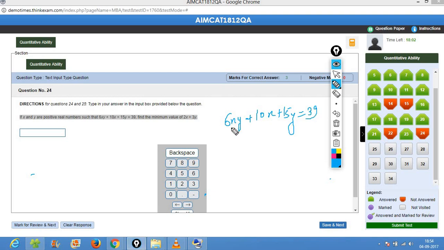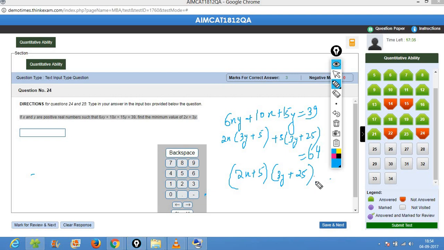So if I take 2x common, I am left with 3y plus 5. So I will try to create this also by taking 5 as common, so 3y plus 25. So adding 25 on both sides, this will come out to be 64. So this will be 2x plus 5 into 3y plus 25 is equal to 64.